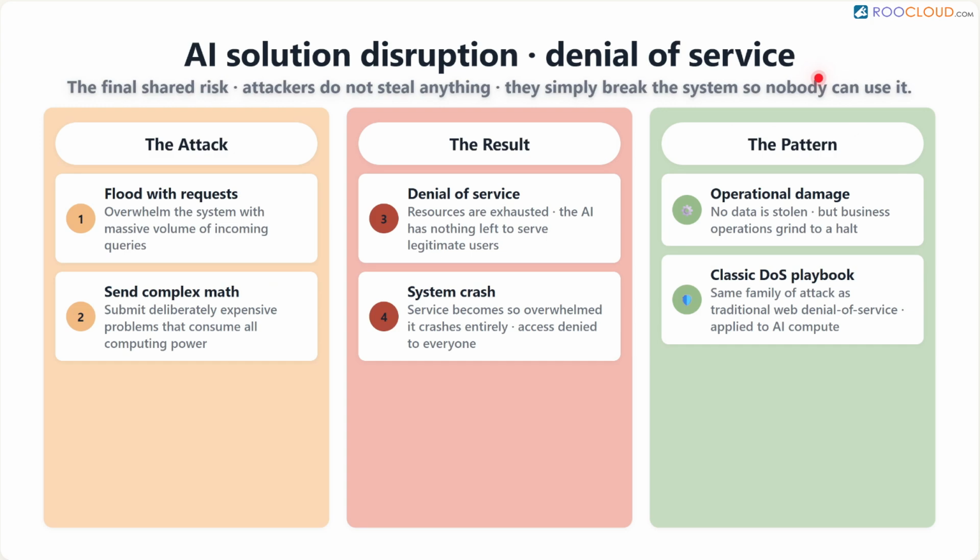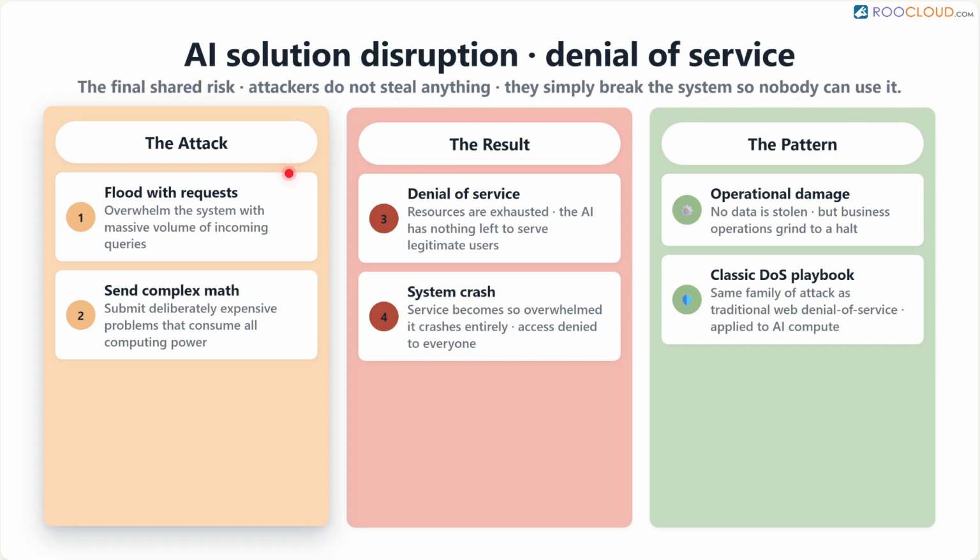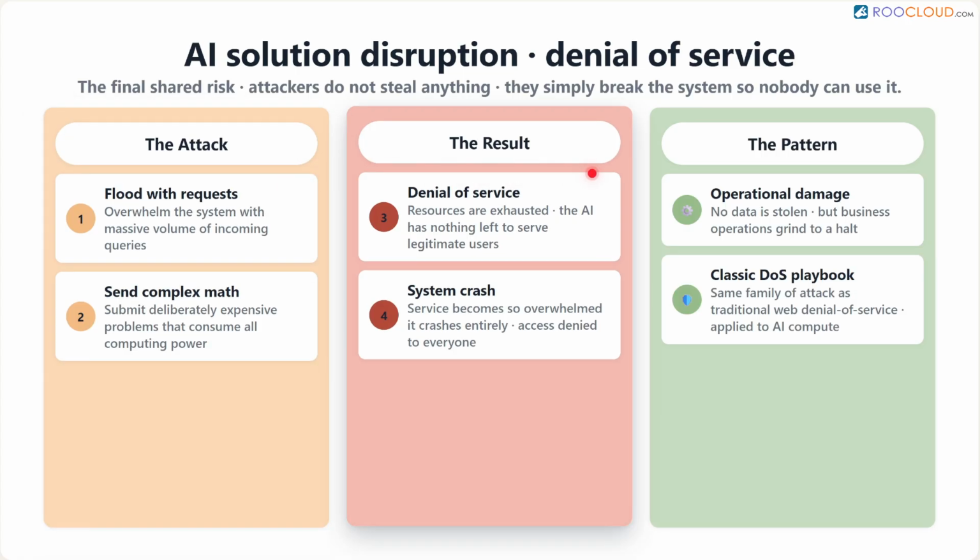Finally, we must consider artificial intelligence solution disruption. Attackers can cause massive operational damage by flooding the system with a massive volume of requests or sending incredibly complex math problems. This consumes all the computing power and creates a denial of service. The system becomes so overwhelmed that it crashes and denies access to legitimate users entirely.